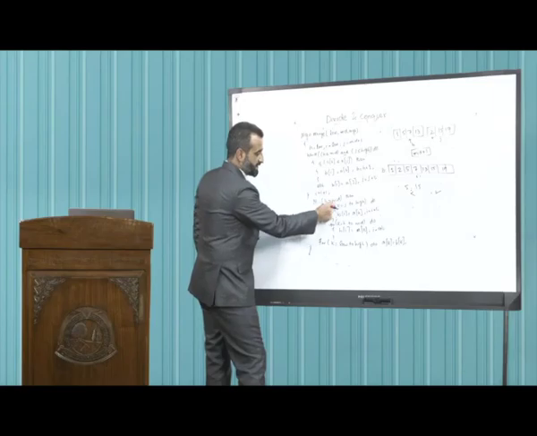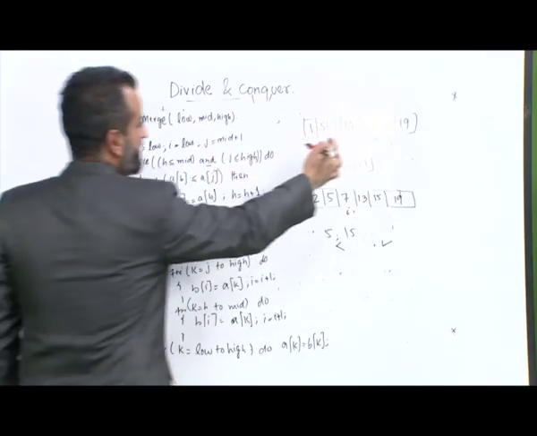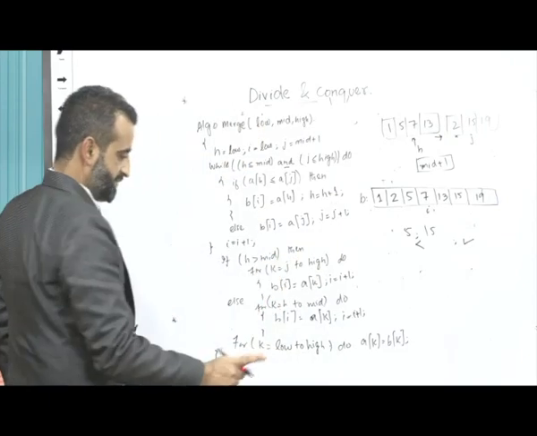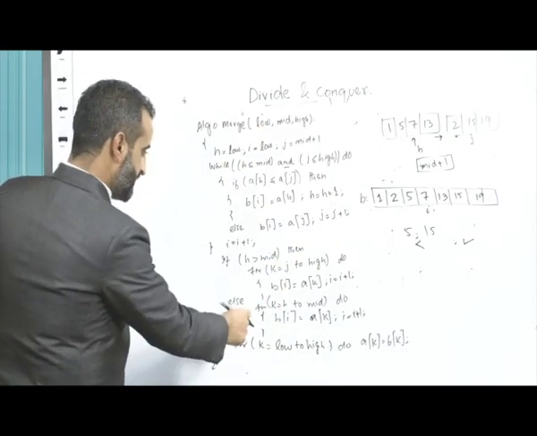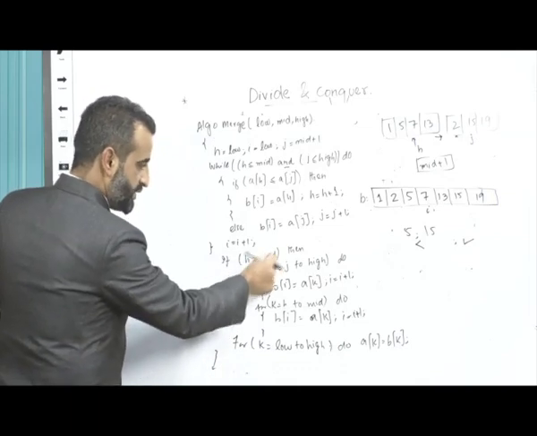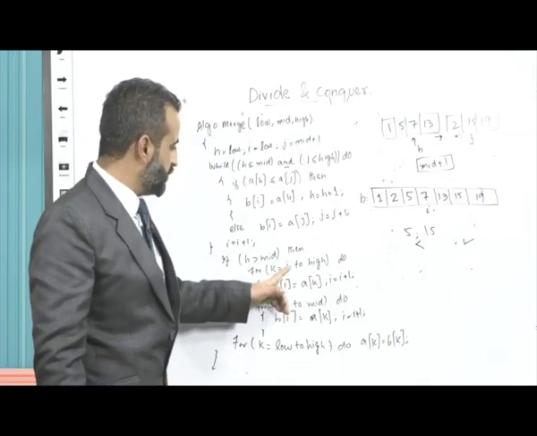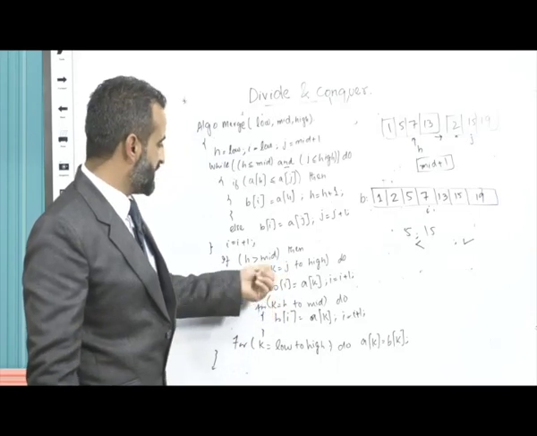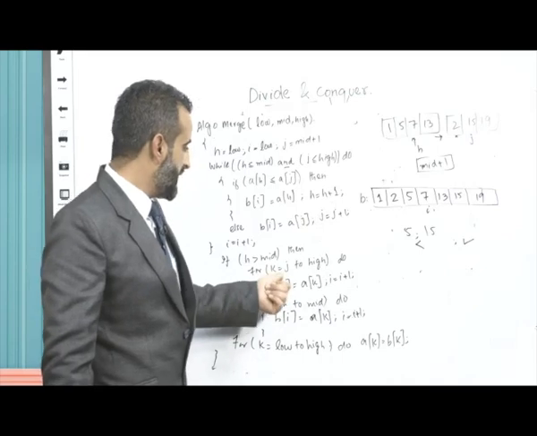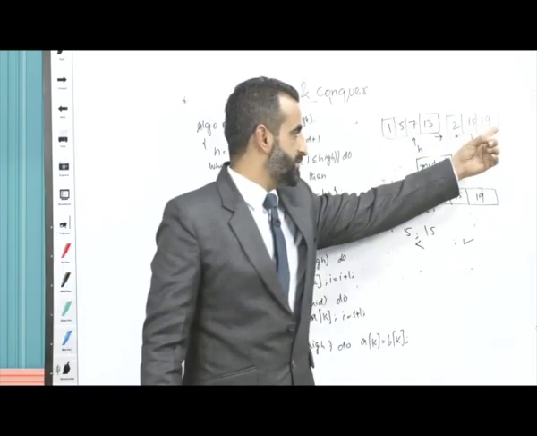If my h goes beyond my mid, that means if my h starts pointing somewhere after this, then I'm running a loop using a new pointer k that points towards the current value of j, and from here I will go to the last element.